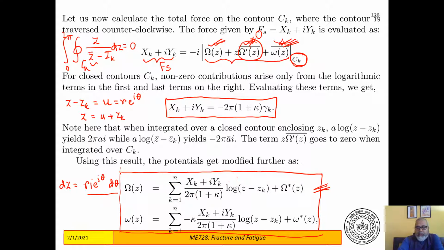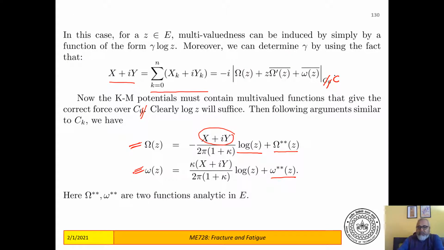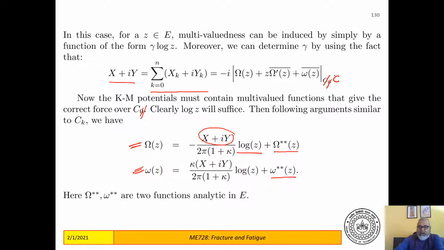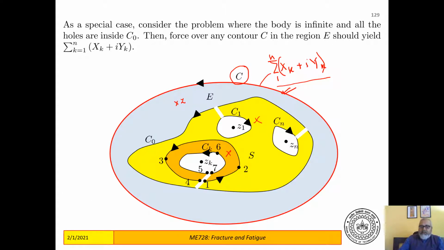This you have because now on this contour C, the total load is equal to the sum of all the loads applied on the holes. So that is why I have called the total load x plus iy. And this is the form of the functions away from the holes. Now these are analytic functions, and they are analytic in this annulus, the gray annulus.